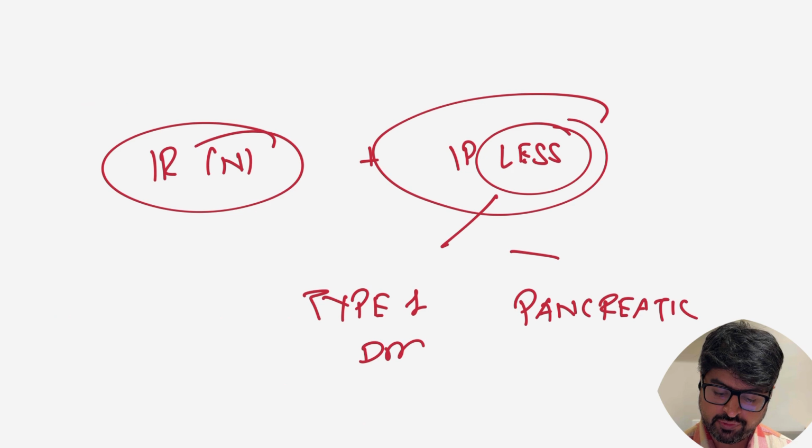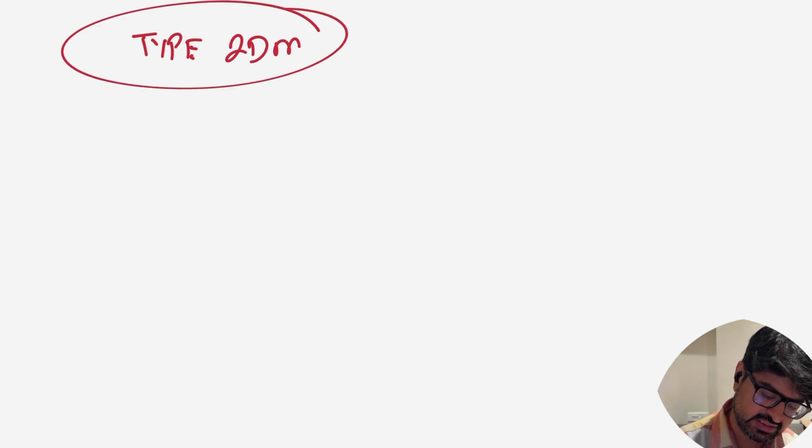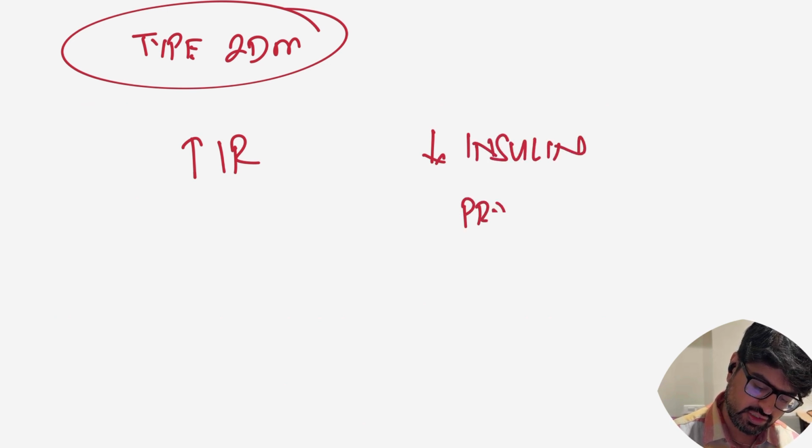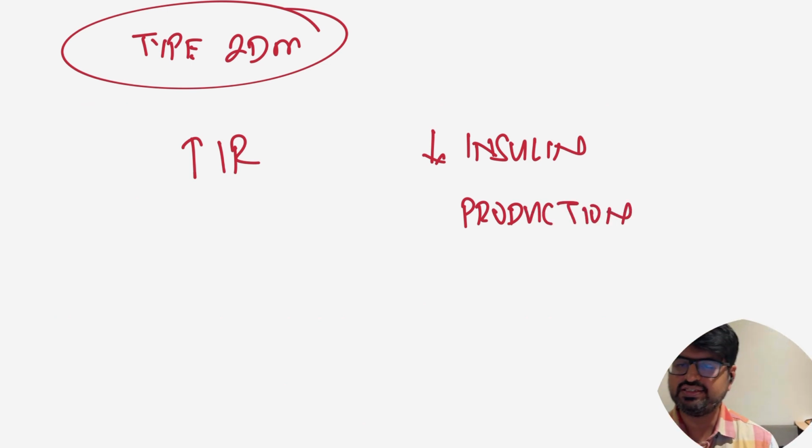But the most common form of diabetes is type 2 diabetes. In type 2 diabetes, what happens? In type 2 diabetes, there is increased insulin resistance and reduced insulin production. There is both. Okay, so insulin resistance is also high and insulin production is also less. Both things happen in type 2 diabetes, and that is something which is very important for us to understand.